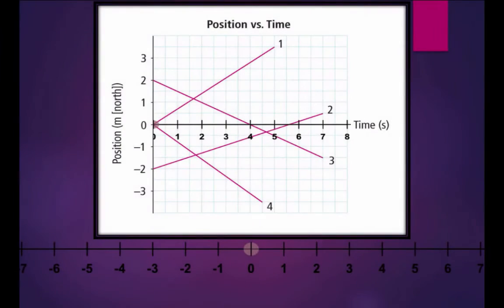Take a look at this example. Line 1 represents an object starting at a reference point or the origin and moving north. Recall north is the positive direction. It will travel 3.5 meters in 5 seconds.